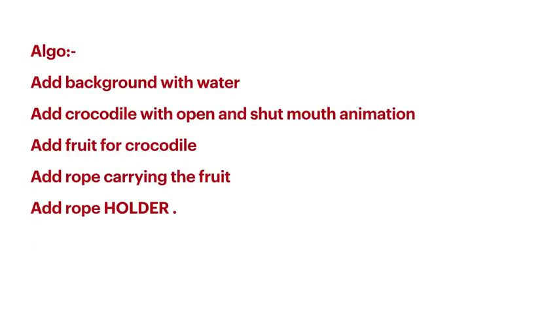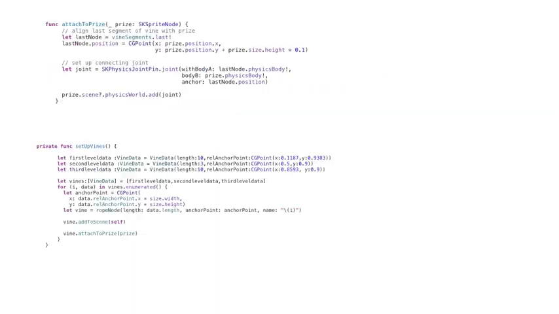So see, we will be adding the water and the background. We will be adding the crocodile, and the crocodile image should open and shut its mouth, so the open and shut mouth animation should be added for the crocodile. We need to add the fruit for the crocodile, and the fruit should be hanging from the rope. So we need to write the code for the rope carrying the fruit, and we will be adding the rope holder also, so that the rope will be fixed to a point. We need a rope holder. So we will be writing all this code.